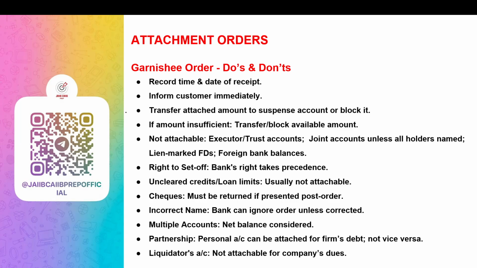If the account has less than what the court has asked, block whatever is available. If the court hasn't specified any amount, then the bank has to block the entire balance. An executor or administrator's account cannot be attached if the order is in an individual's name. If a check is presented after the order is received, it should be returned with the remark refer to drawer. Right of set off: if the customer already owes money to the bank, the bank can adjust its dues first before freezing the account. This must be informed to the court.